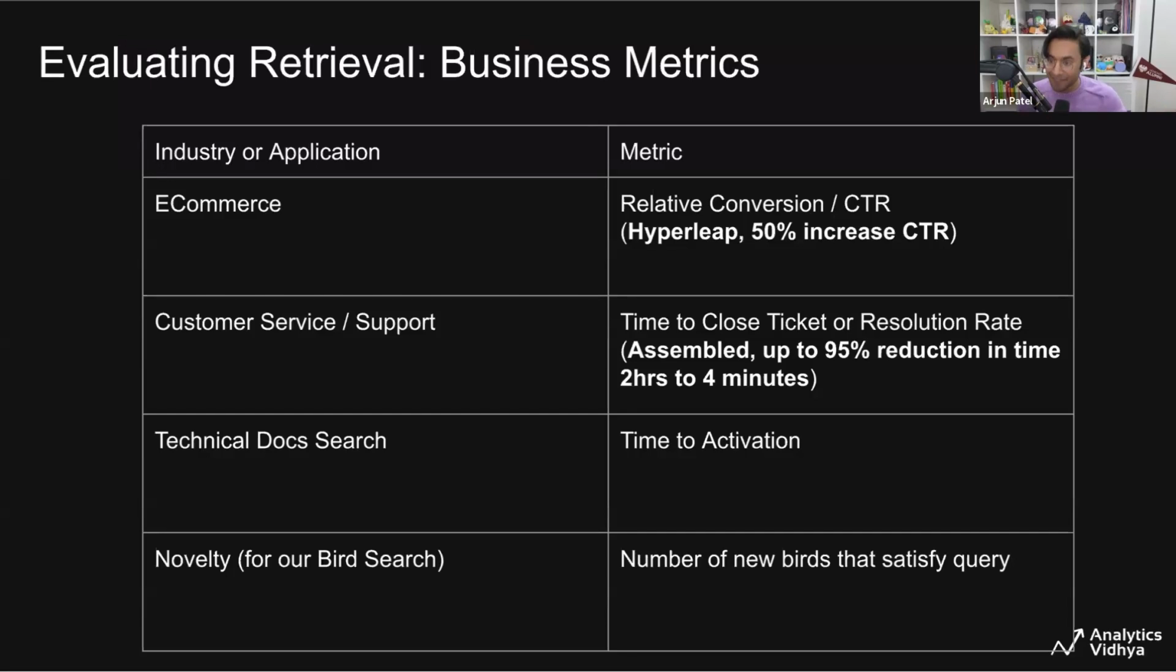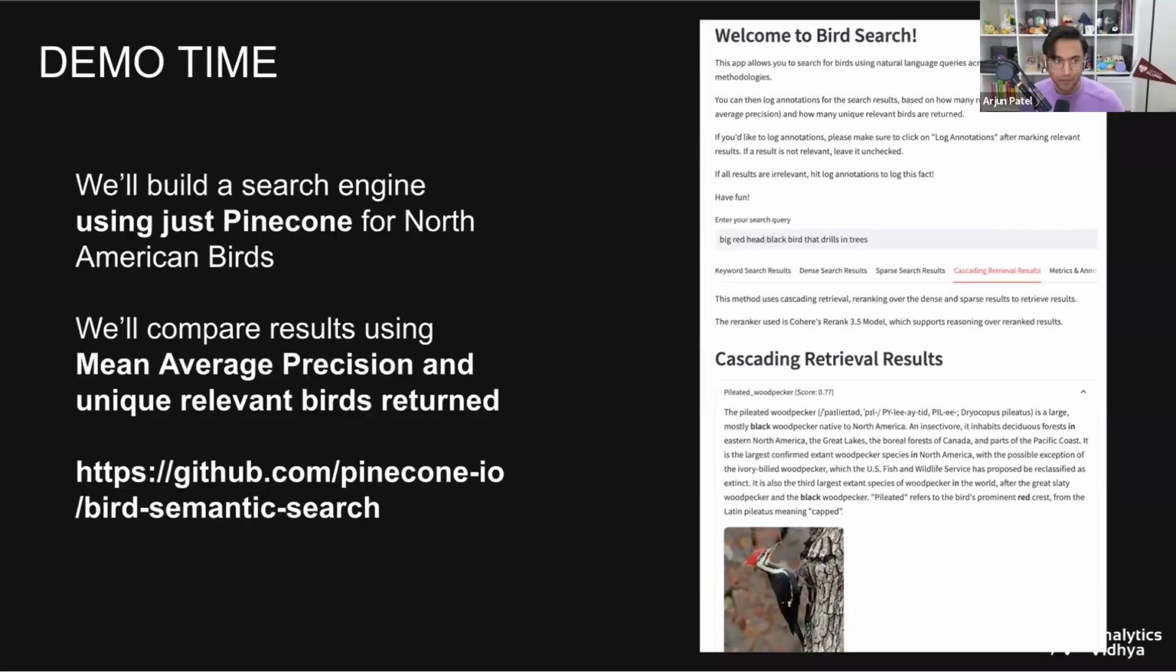And for the type of demo we're going to work on today, which is building a bird search database over a corpus of information about birds, I'm going to be interested in novelty, which is this idea of how many new birds can I learn about that satisfy the input query. So how many results are relevant given my query, and how different are those results from one another.